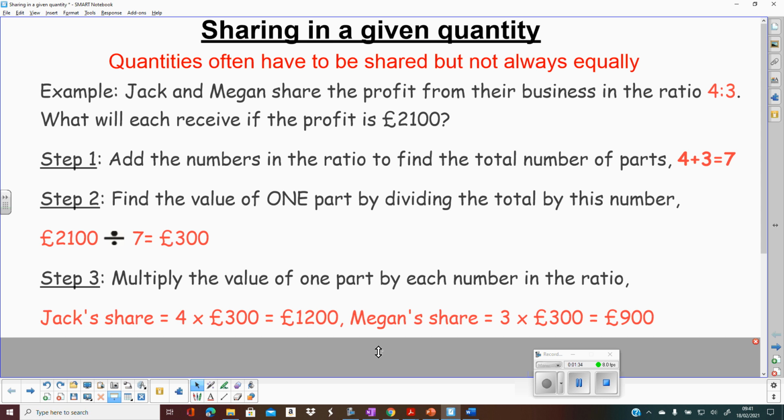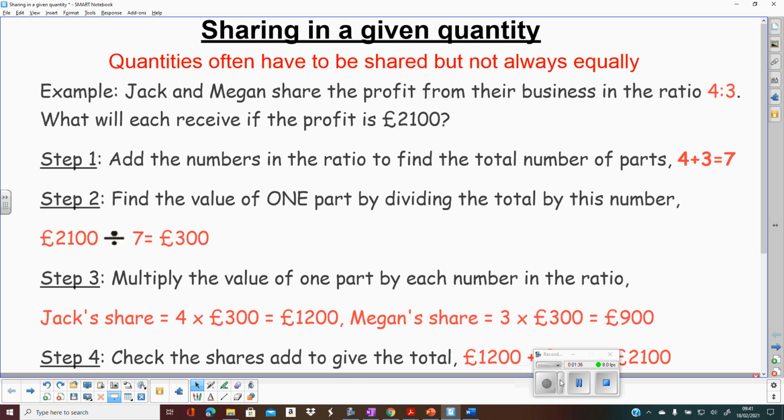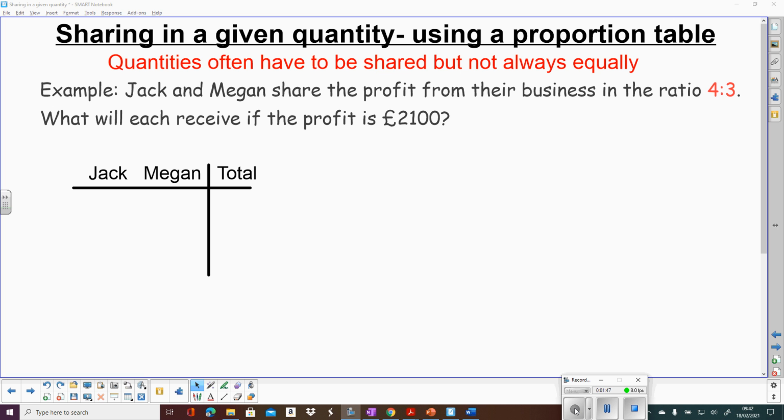And the final step is just to check that your answers add up. So we check that the total shares give us £2,100, which they do. If we look at the same problem again, but this time we use a much more convenient method of displaying the data, and that's using a proportion table.